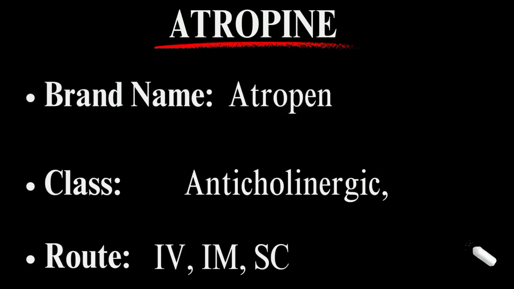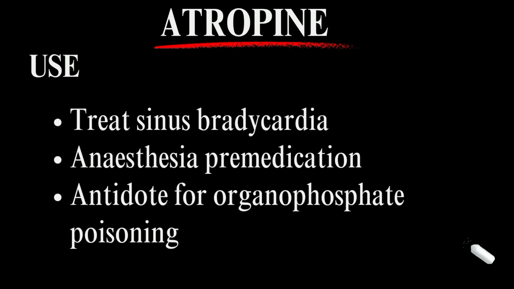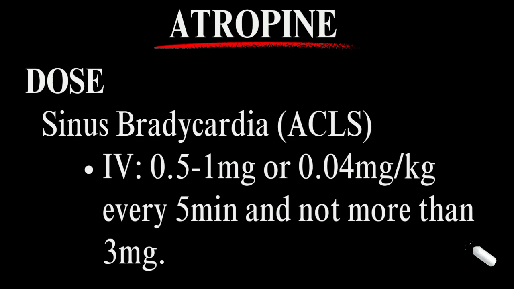Atropine is sold under the brand name Atropine. It's an anticholinergic, and the route of administration is IV, IM, or subcut. It's used for the treatment of sinus bradycardia and also as an anesthetic pre-medication to dry up secretions. Okay. Also, it's used as an antidote for organophosphate poisoning. So the dose for sinus bradycardia in ACLS is IV 0.5 to 1 milligram or 0.04 milligram per kg every 5 minutes and not more than 3 milligrams.